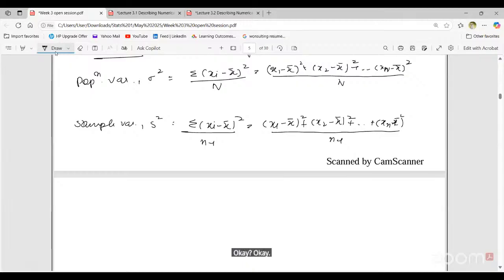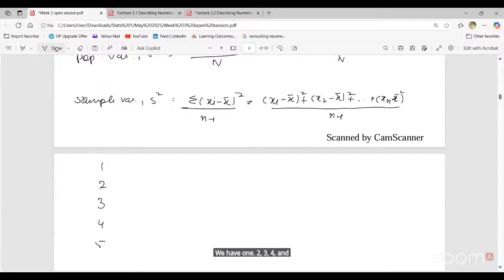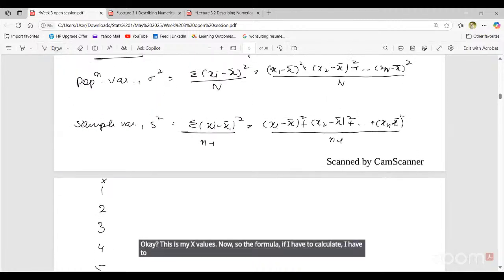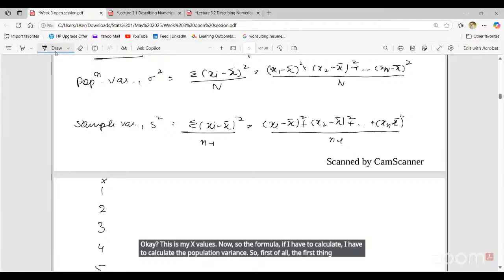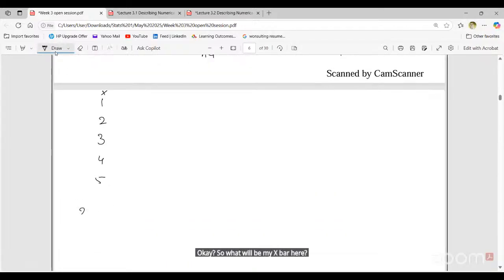Okay. Now let's take an example. We have 1, 2, 3, 4, and 5. This is my data, these are my X values. Now, to calculate the population variance, the first thing I have to calculate is the X bar. So what will be my X bar here? It would be 1 plus 2 plus 3 plus 4 plus 5 divided by 5, which is basically 3.